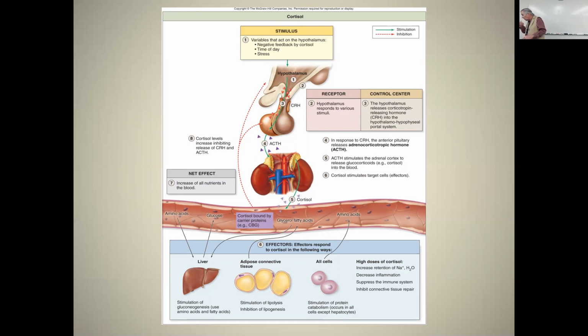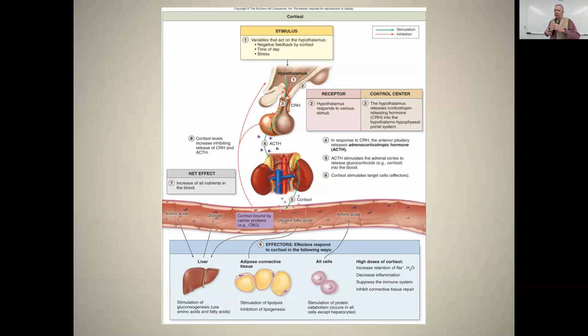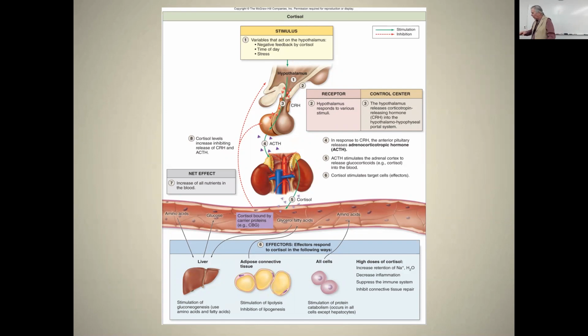High doses of cortisol increase retention of sodium and water because cortisol is similar to aldosterone. They're both steroids. As a matter of fact, remember, aldosterone is called a mineralocorticoid. Cortisol is called a glucocorticoid. And there's some overlap there. So cortisol makes you retain sodium and water also, to a lesser extent than aldosterone, but still there's some slop there. Decrease inflammation, as I just mentioned.